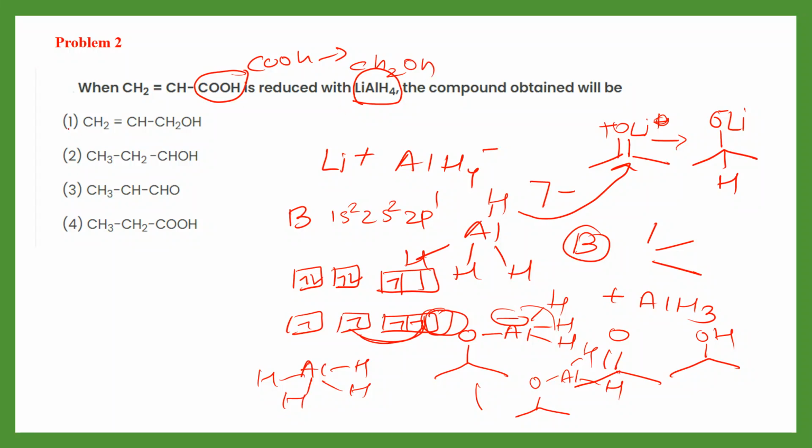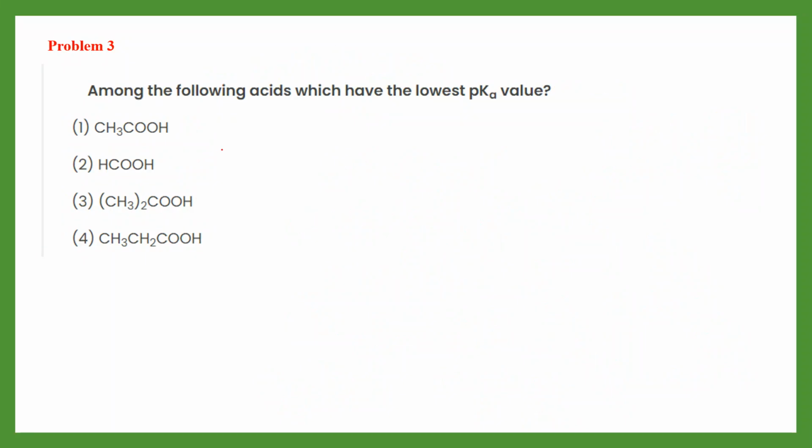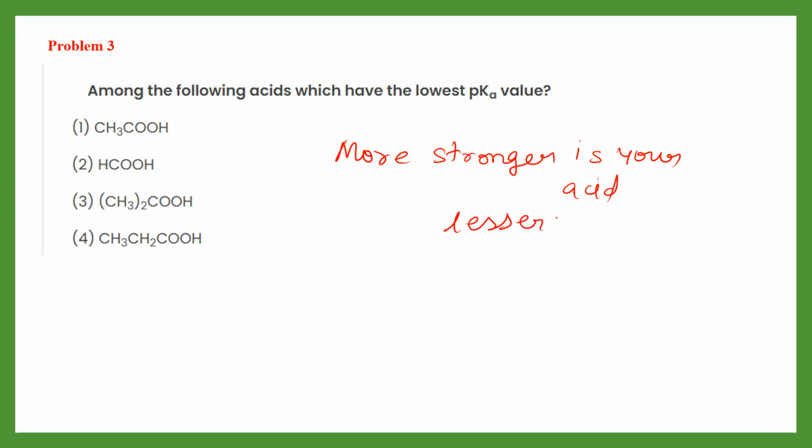So the most appropriate answer is 1. It is not going to touch your olefin. Okay, good. So problem 3 is: among the following acids, which has the lowest pKa value? Let me tell you, the stronger your acid, the lesser will be its pKa value.